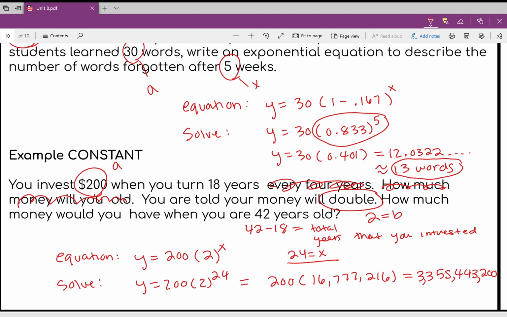because it's saying that you will have a bunch of money in your account after 24 years. So if you put $200 in a bank account when you turn 18, by the time you turn 42, you should have $3 billion in that bank account. This is just a make-believe problem. But going off the numbers they gave us, this is correct. Okay, so you learned about growth, decay, and constant.